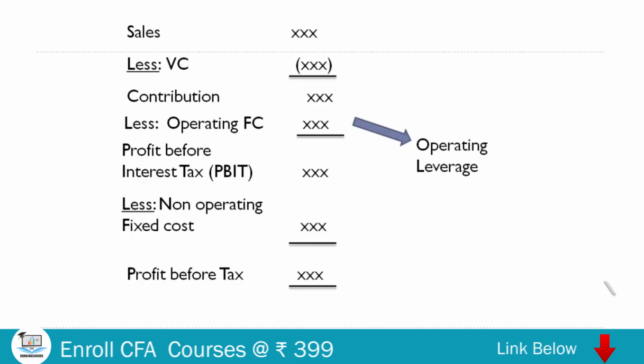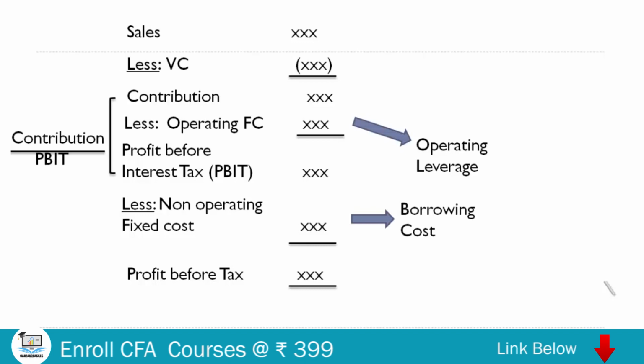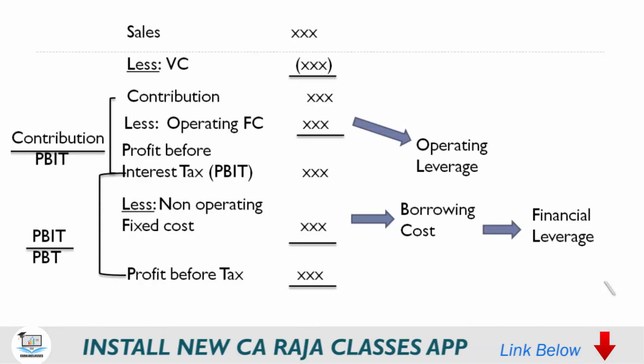So how is this operating leverage computed? It is nothing but establishing a relationship between contribution and PBIT. Contribution by PBIT would give us operating leverage, and the presence of non-operating fixed cost, which could be predominantly the borrowing cost, would talk about the financial leverage. And financial leverage is computed as PBIT divided by PBT. So in this way we have established a relationship between the contribution, PBIT and PBT.